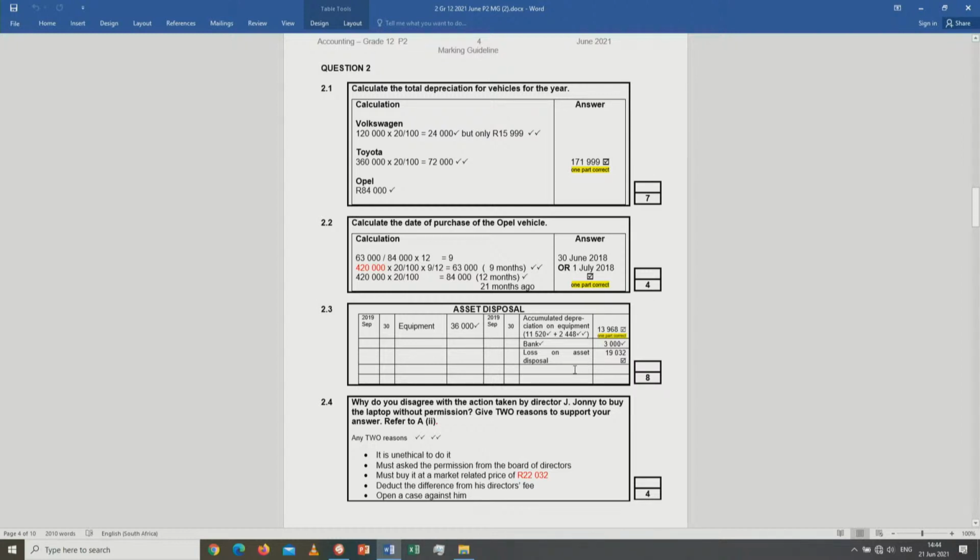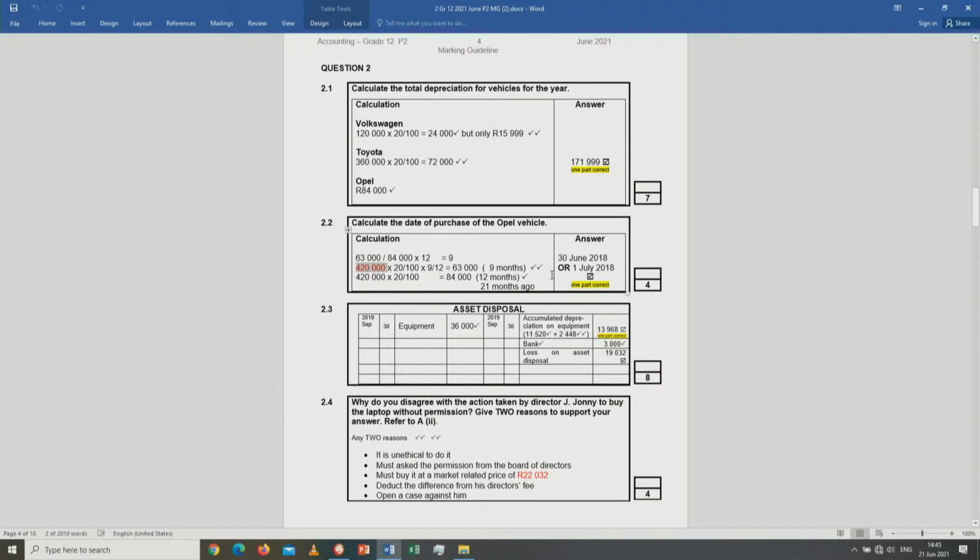2.2, calculate the date of the purchase of the Opel vehicle. I showed you your 63,000 over 84 times 12 gave me my 9 months. Your memo might have a different amount here. Maybe you'd like to correct that quickly. 420 times 20 over 100 times 9 over 12 gives me 63,000. That's basically just a checking type of calculation, but it carries 2 marks.